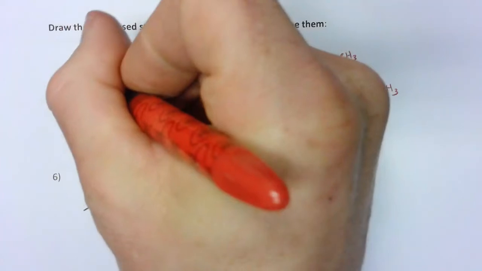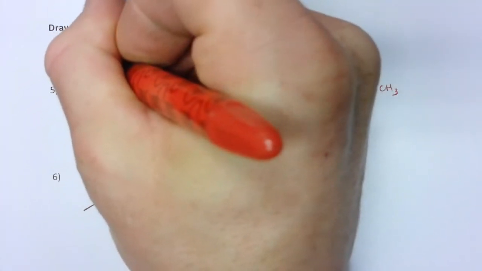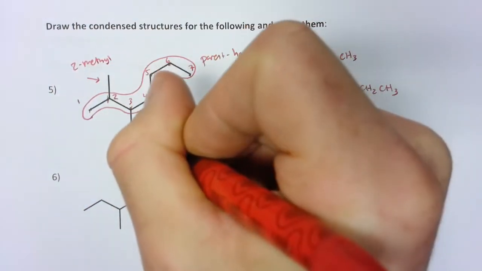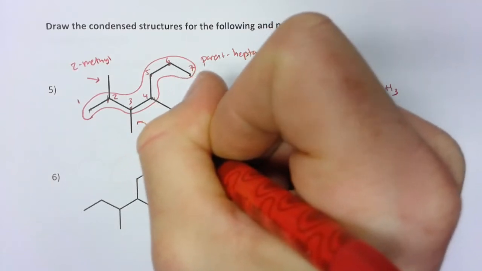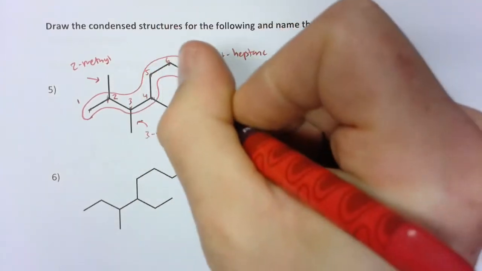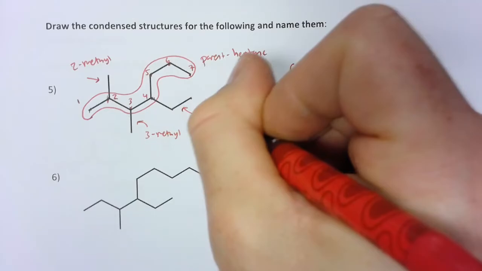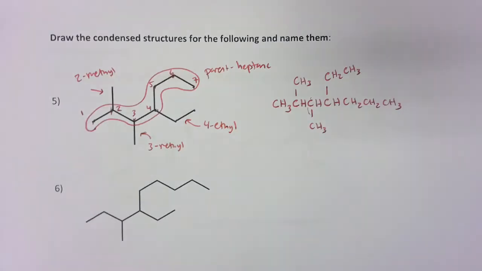And I see here that I have a 2-methyl and then a 3-methyl. And this one is going to be 4-ethyl. And there we have it. All right.